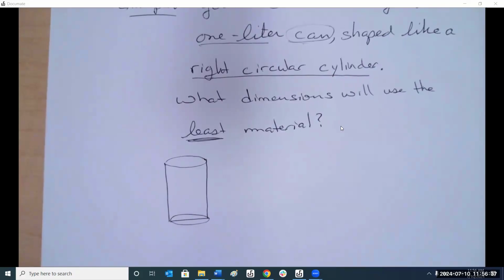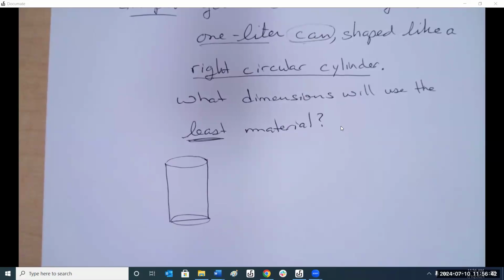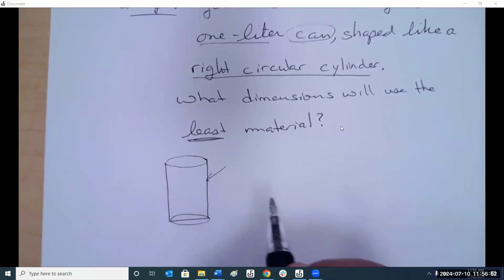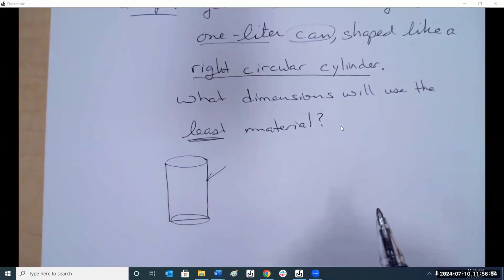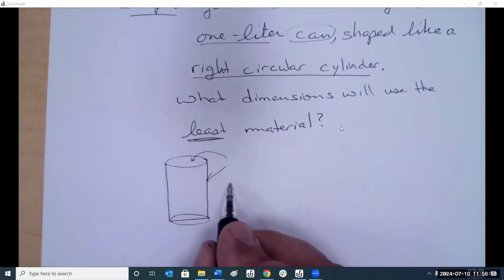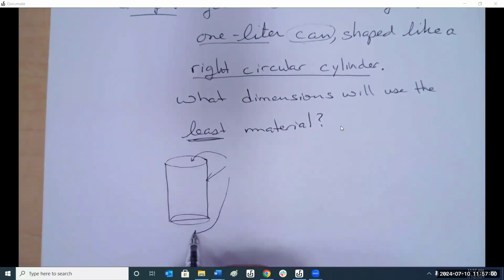Now, what are we looking for? In other words, we have to design a can using the least amount of material. So what we have to do is figure out how much material is used for the outer shell, how much material is used for the lid, and how much material is used for the base.